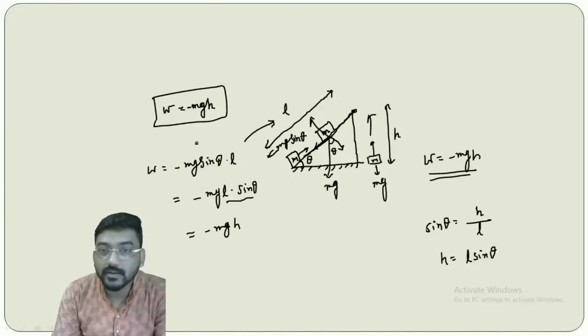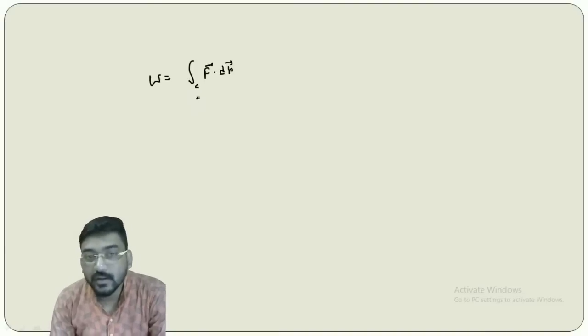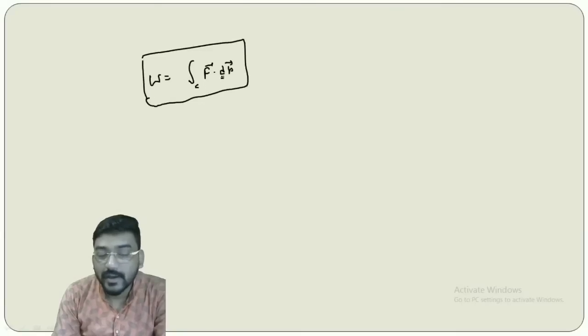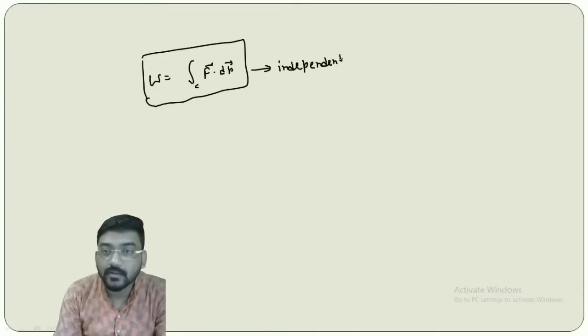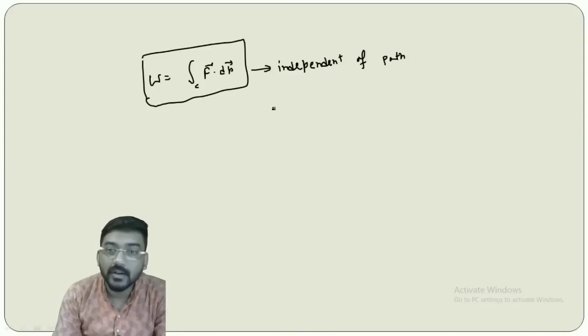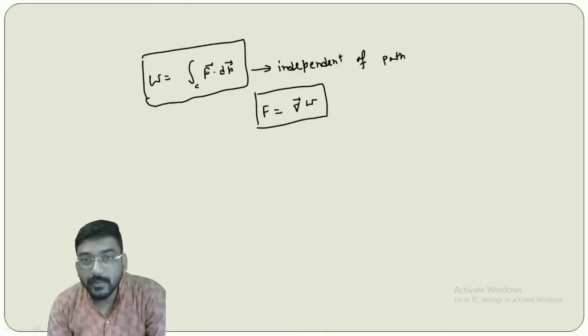So in general, work done is what? This is a very special kind of situation. But in general the work done is nothing but the line integral of F dot dr. Whenever this line integral of F dot dr is independent of path, we will get a relation between F and W. Always there will be a relation, and the relation will be just F is equal to gradient of W.